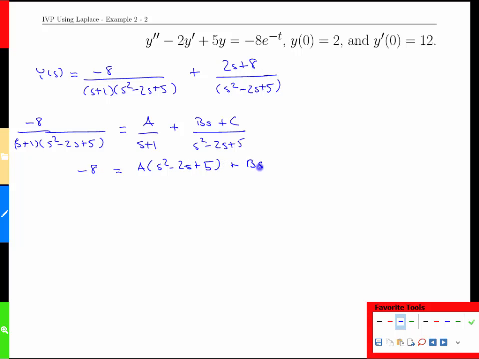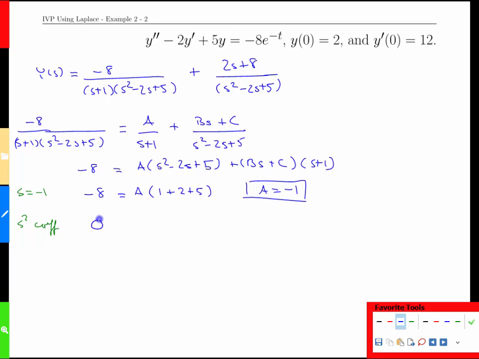we're going to have the cross multiplication giving us this combination. If we use the value s equals negative 1 as a sample value, we'll end up with negative 8 equals A times 1 plus 2 plus 5, or that's 8 in total, so we simply have A equals negative 1. If we look at the s squared coefficients, there are no s squareds on the left-hand side, and we're going to have an A s squared and a B s squared. And so B will be positive 1.